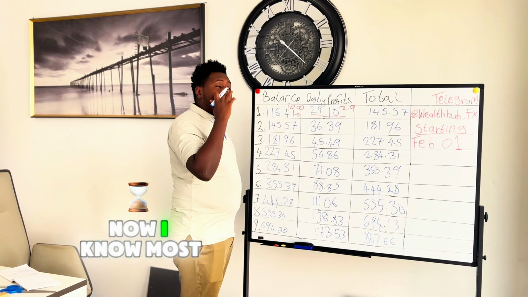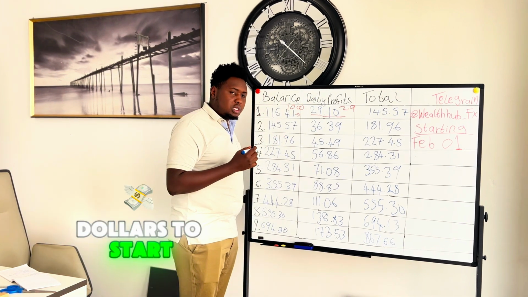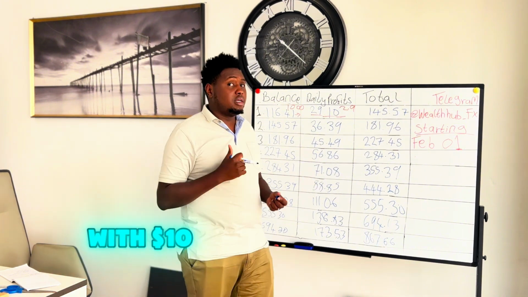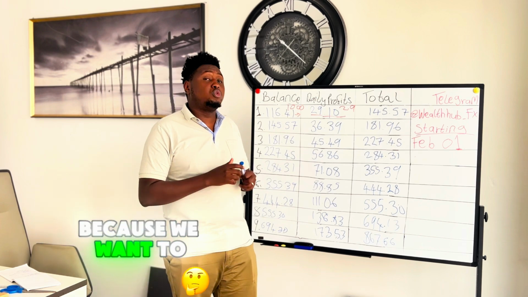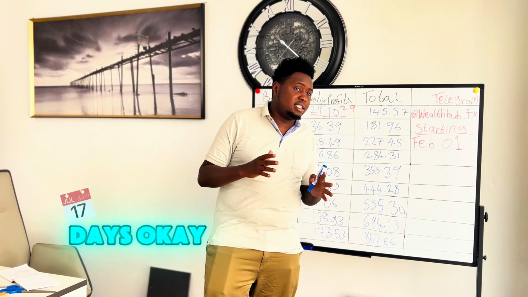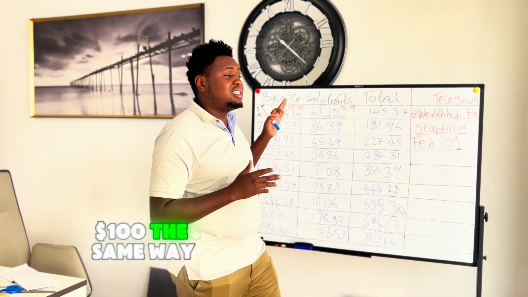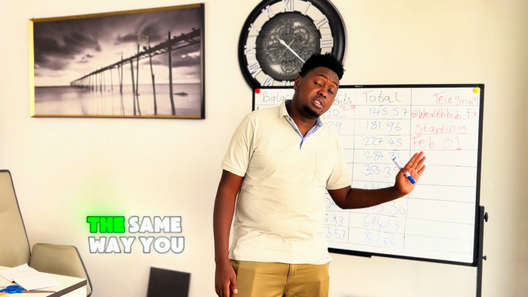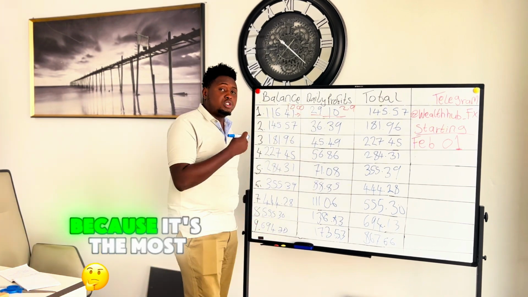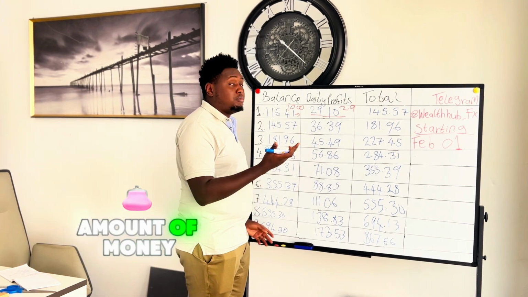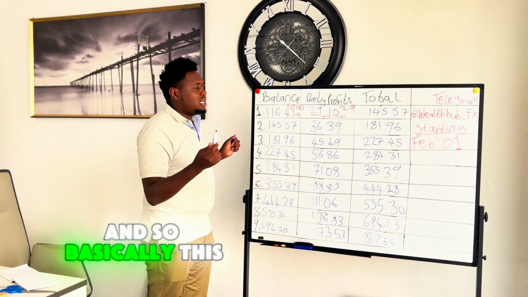Now I know most of you won't have the $100 to start. That's why we have an option of starting with $10. But now, because we want to do this within 30 days, I'm going to show you an example of someone that has $100. The same way we apply the $100, the same way you will apply your $10. I started with the $100 because it's the most logical amount of money many people can afford without stretching. And so basically, this is how it works.